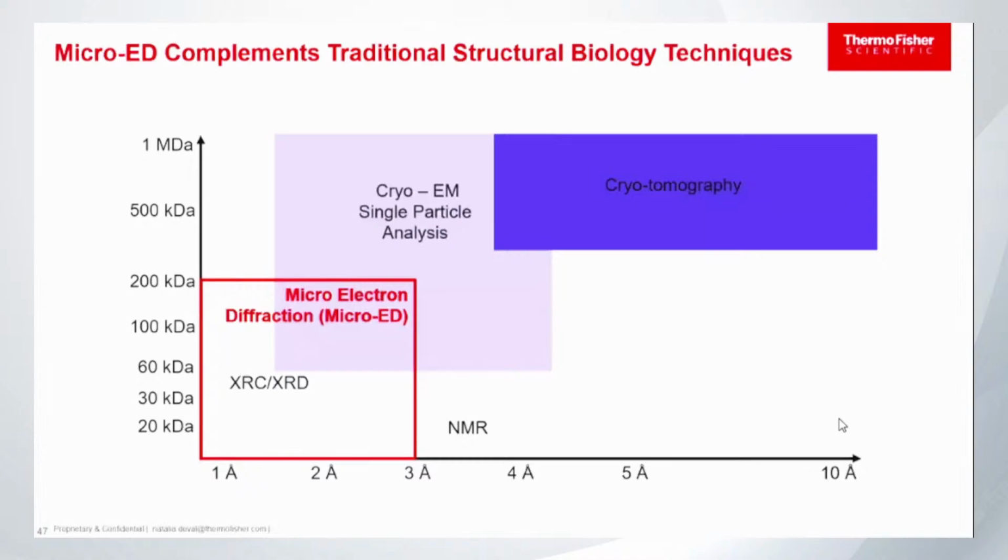Microelectron diffraction still overlaps a bit with single particle and crystallography, and a bit of NMR as well. It's nice because you can get very high resolutions using very small crystals, like the ones you would before put in the trash, because for crystallography, that won't work.